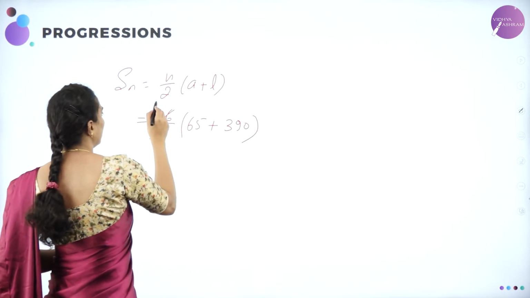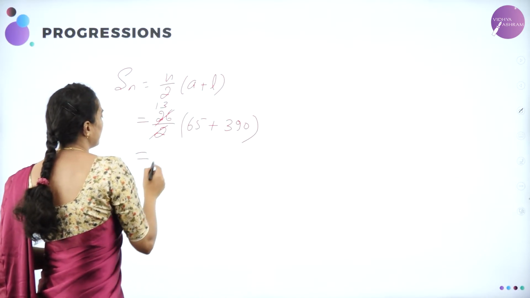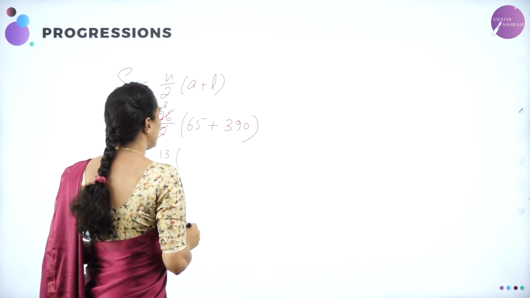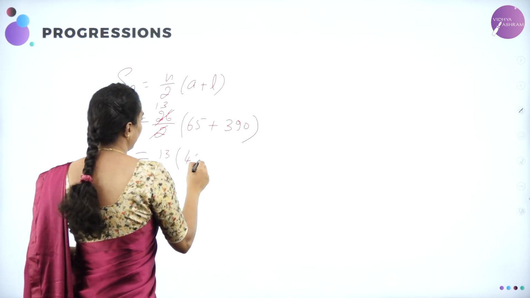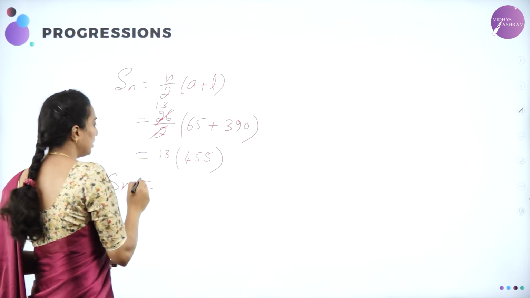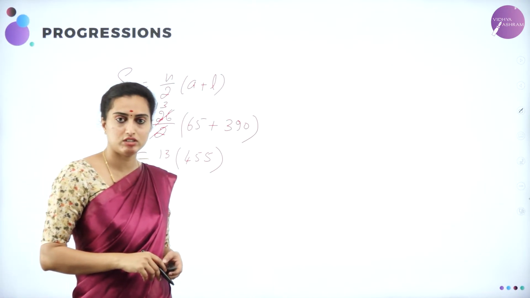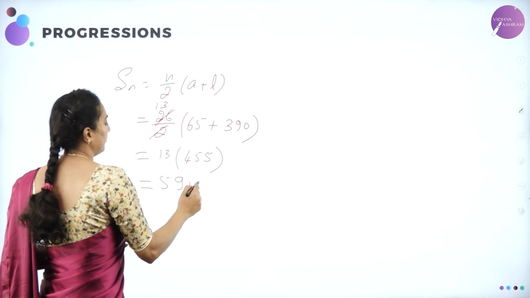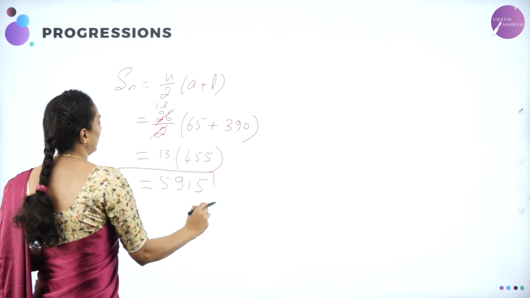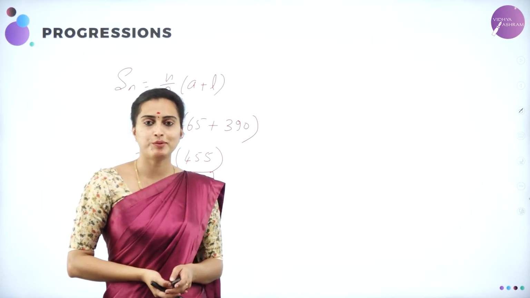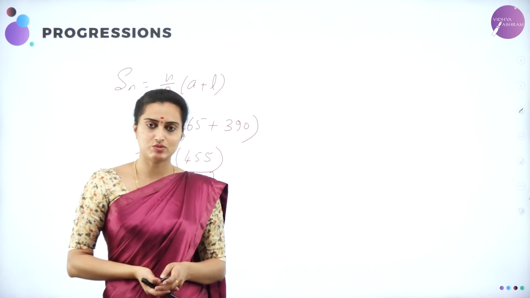So 13 into 390 plus 65 gives you 455. So 455 into 13 gives you the value after multiplication. 455 into 13 is 5915. That is 5915. This is your Sn. I hope you got this problem, how to solve. We'll move on to the next one.